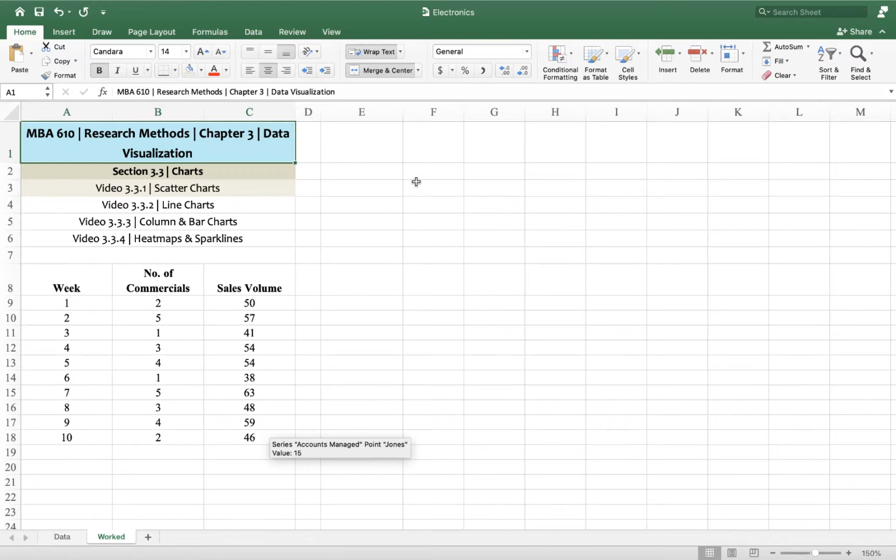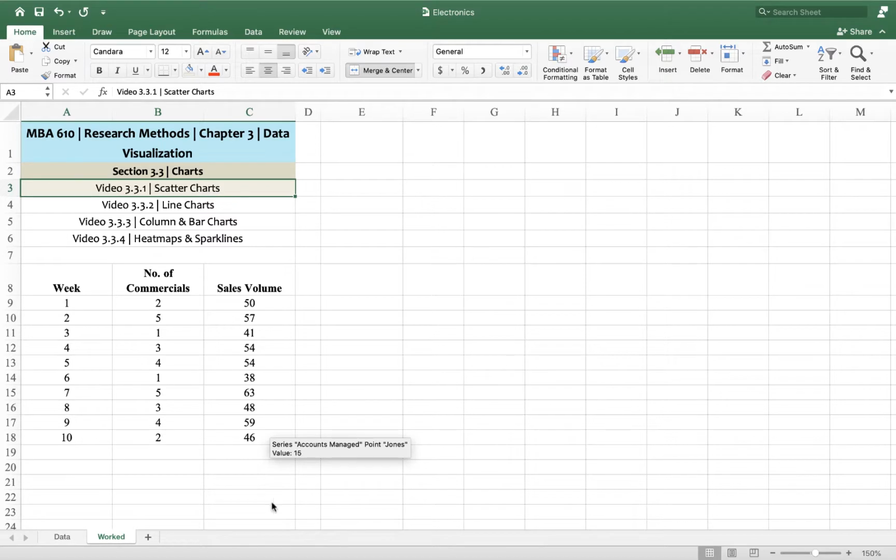We're working now on Chapter 3, which deals with data visualization, and in particular, we're going to be looking at making a few different types of charts. In this chart, we're going to take a look at what are called scatter charts. This is where we're looking at the relationship between two variables to see if there's a pattern in the relationship between the variables.